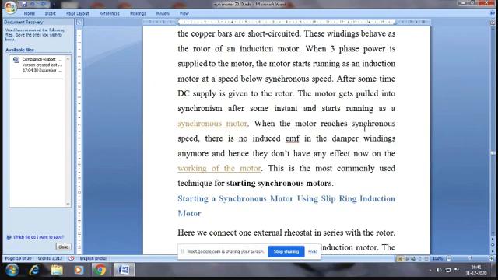So when the motor goes to synchronous speed, there is no induced EMF in the damper windings anymore, and hence they don't have any effect on the working of the motor. That means the damper winding will not give any excitation to the field. Now the excitation is only from an external supply. Okay? And this is the most commonly used technique to start a synchronous motor.